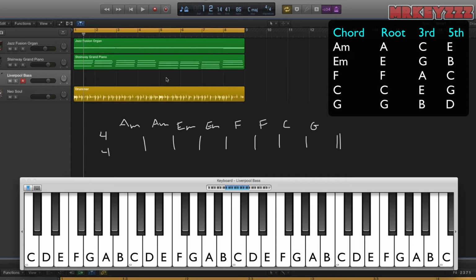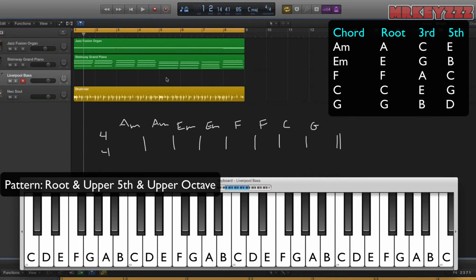So in this example, I'm going to combine the root, the upper fifth, and the upper octave. So for example, for A minor, it would be A, E for the upper fifth, and A for the upper octave. And I'll go up and down. The order of the notes does not really matter as long as you start the pattern for each chord on the root.